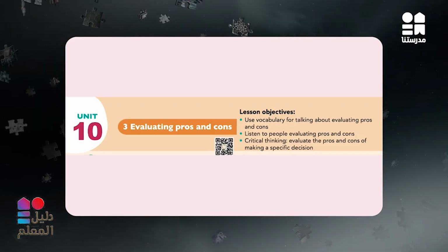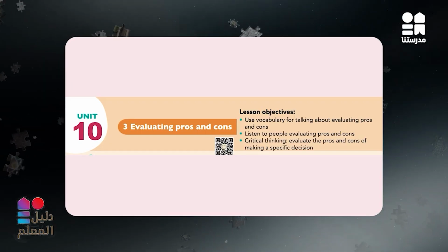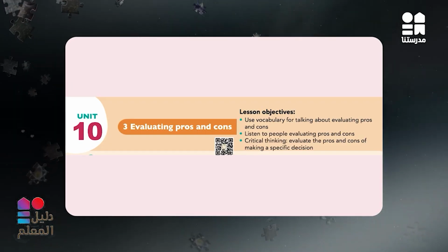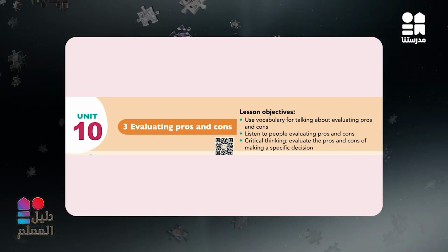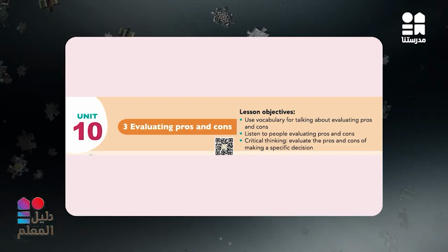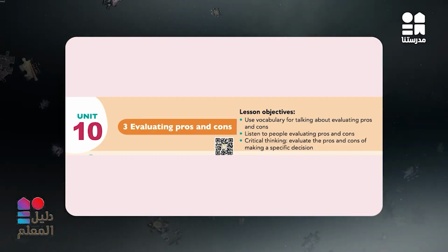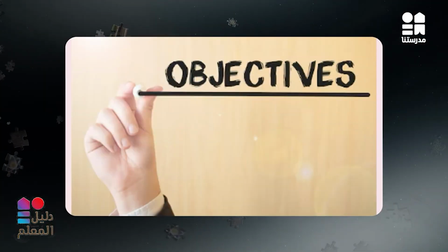In today's lesson, students should be able to use vocabulary for talking about evaluating pros and cons. Exercise 2. Listen to people evaluating pros and cons, exercises 5 and 6. Evaluate the pros and cons of making a specific decision, exercise 7 and task. It's very important to share the objectives with your students before starting the lesson, to help your students focus their attention on the lesson's objectives.